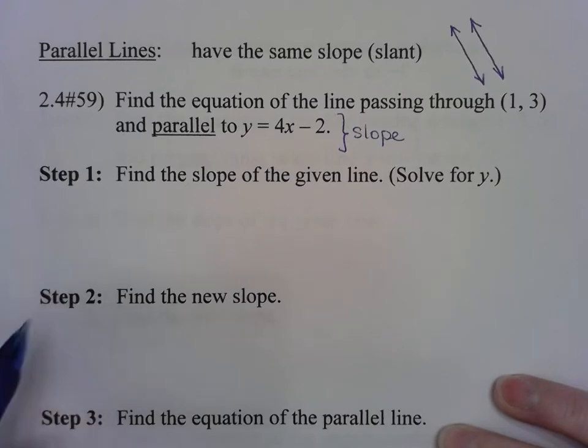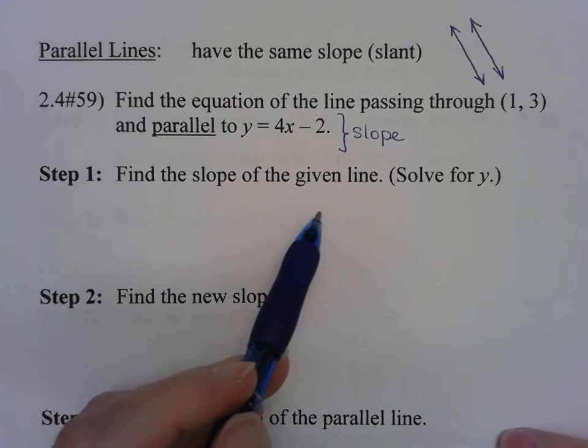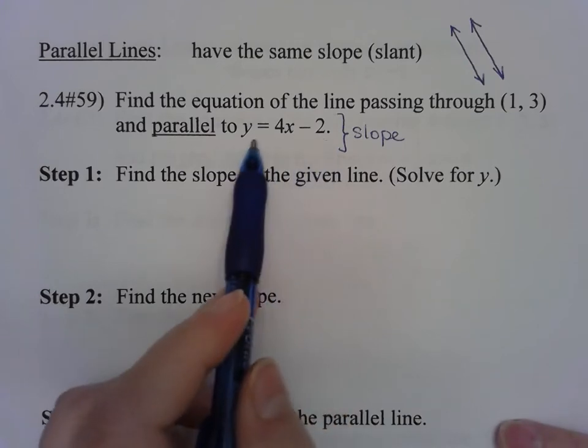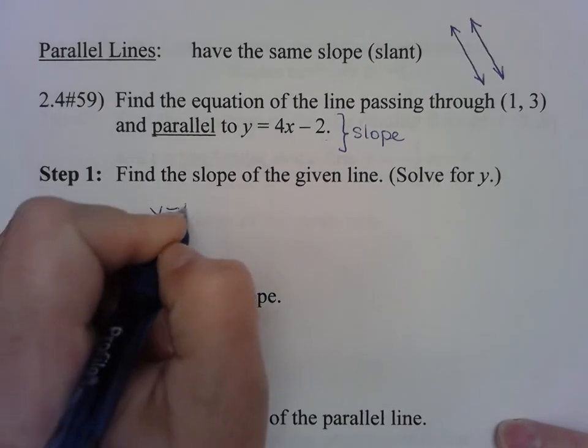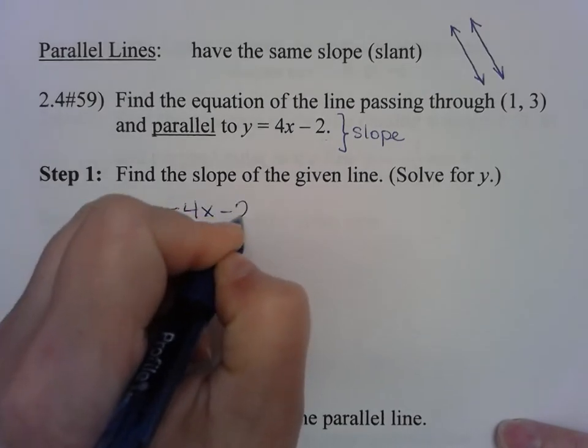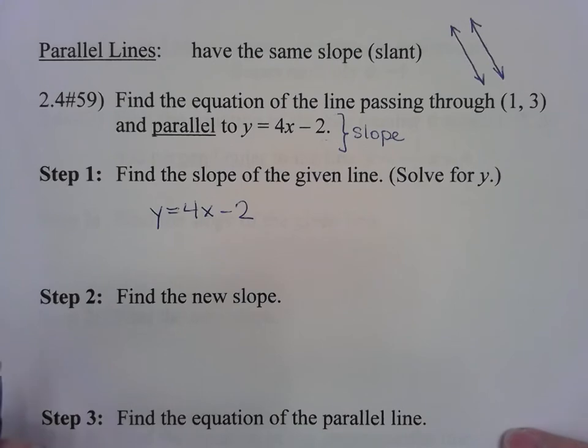I always like to break this into 3 steps. So the first step is to find the slope of the given line. Here's the line we're given, right in here in the problem. So what is its slope?